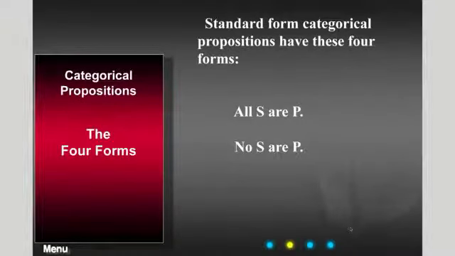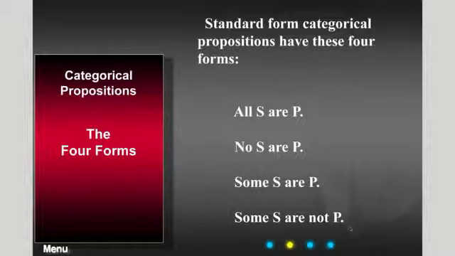The standard categorical propositions have these four forms. All S are P, no S are P, some S are P, some S are not P.